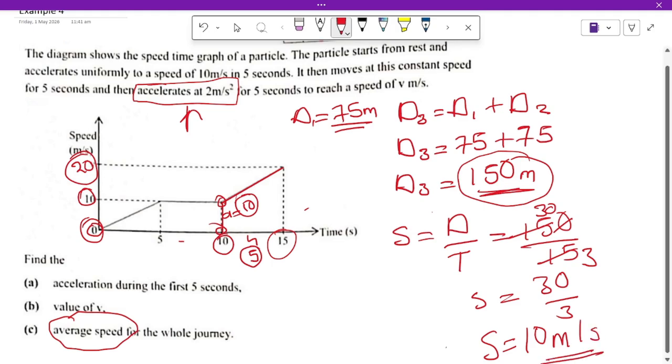This is speed, so it's just meters per second. And that's pretty much it. I think that is the last question. Yes, that's the last question. So as far as the speed time graph is concerned, we are done.